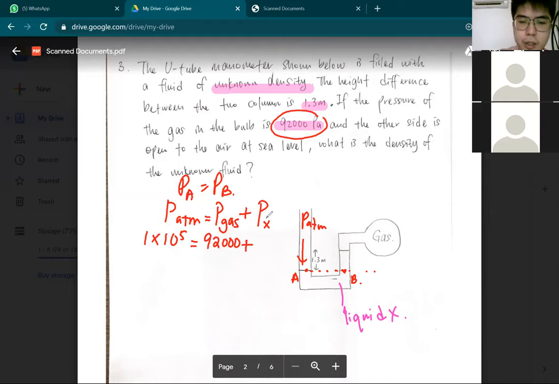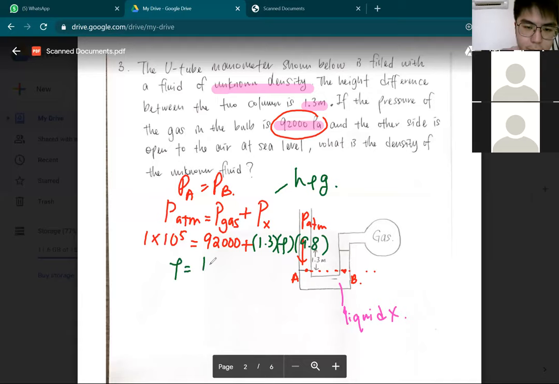and plus the pressure of liquid X, which is h rho g, equal to the weight of the liquid. You learned about this with the buoyant force, Archimedes principle: the pressure acting at point B by the liquid is equal to the weight of this 1.3 meters column of liquid. So now put in the values. H is 1.3, density you don't know, and g is 9.8. Just find the density from the equation.